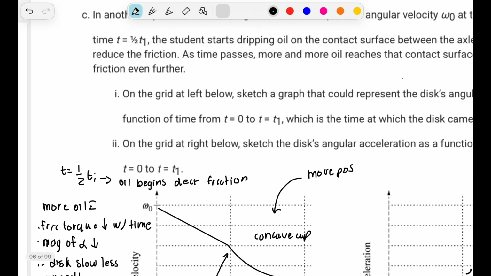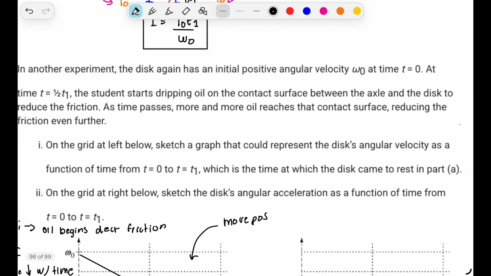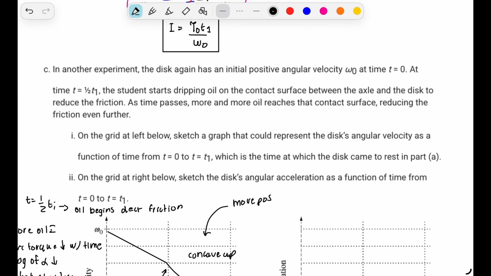So now for this part, in another experiment, the disk again has an initial positive angular velocity omega initial at time t equals 0. At time t equals 1/2 t1, the student starts dripping oil on the contact surface between the axle and the disk to reduce the friction. As time passes, more and more oil reaches that contact surface, reducing the friction even further. On the grid below, sketch a graph that could represent the disk's angular velocity as a function of time from t equals 0 to t equals t1, which is the time at which the disk comes to rest in part A.